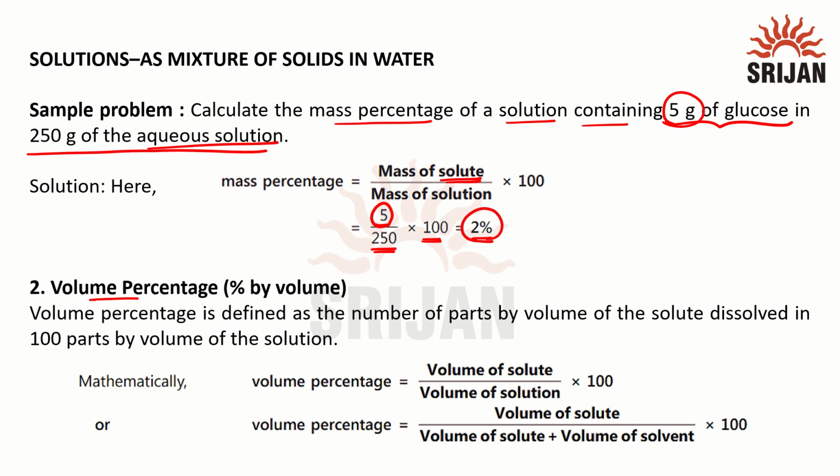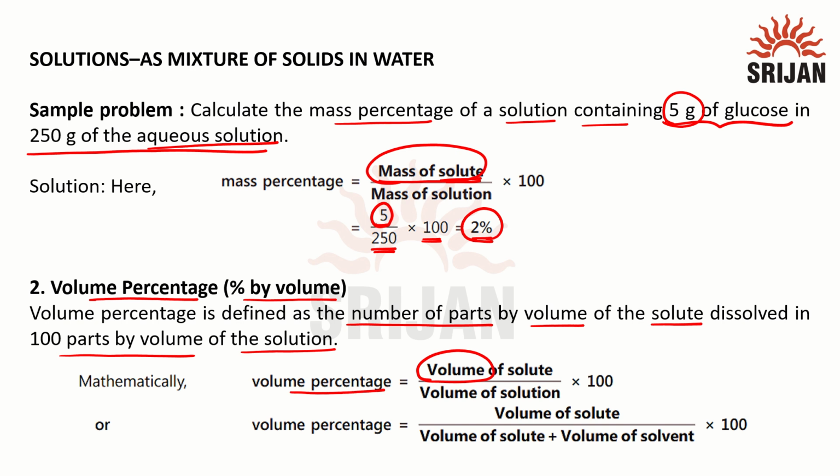The second method is volume percent or percent by volume. Volume percent is defined as the number of parts by volume of solute dissolved in 100 parts by volume of the solution. So previously we saw the mass of each component, and here we will be determining the concentration with respect to volume. The formula will be volume percent equals volume of solute by volume of solution into 100. Again, the solution volume can be split into volume of solute plus volume of solvent.